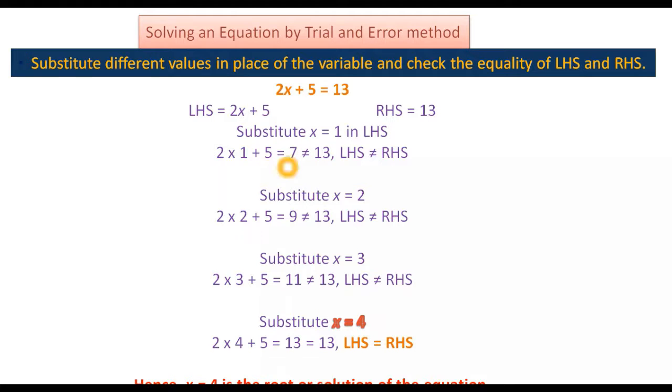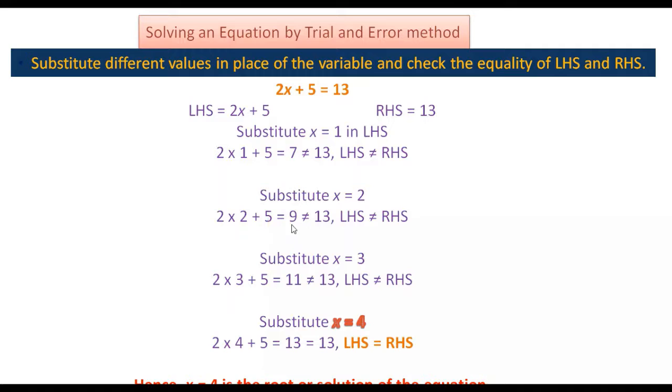We have 7 here, but our right hand side is 13. So 7 is not equal to 13. That means the left hand side is not equal to the right hand side. Equality is not holding, so 1 is not the solution. So let's substitute another value, say x equals 2. Again, in the left hand side, 2 as it is, in place of x we write 2, then plus 5. 2 times 2 plus 5 gives you 9.